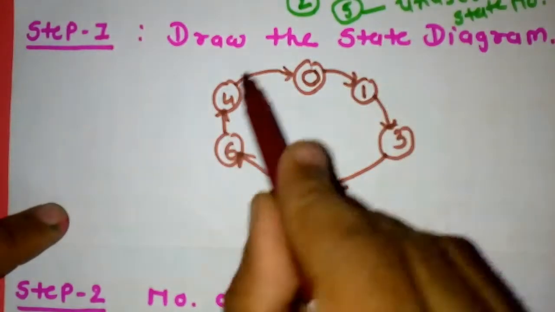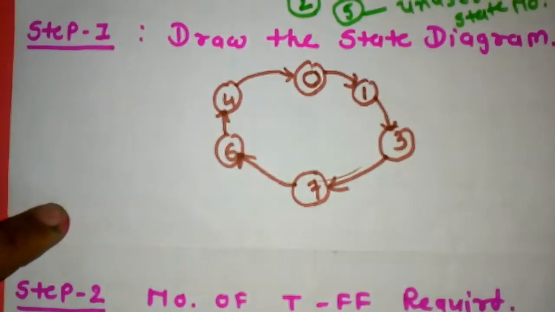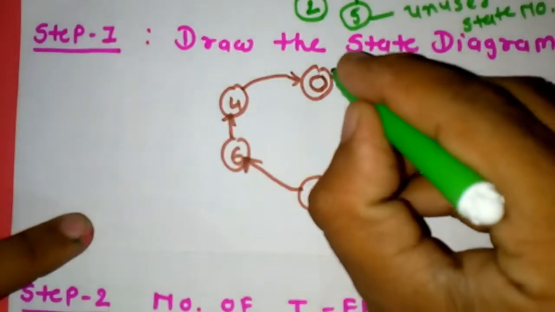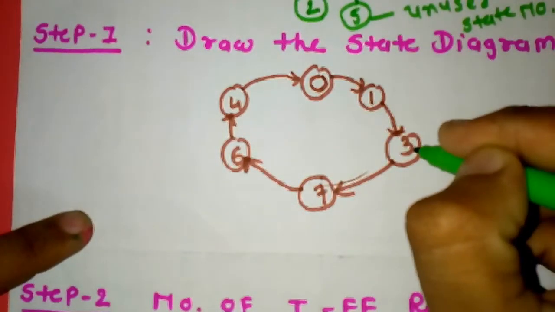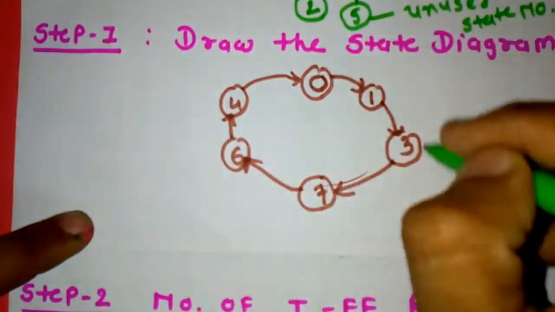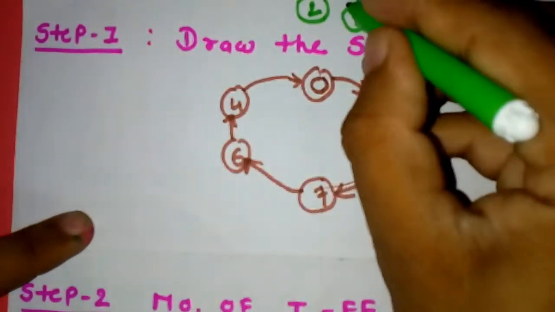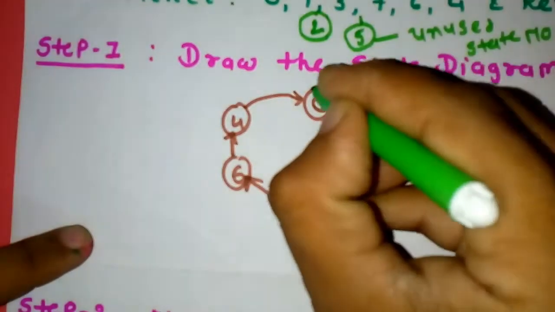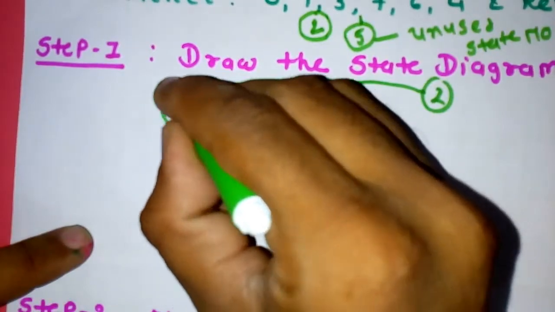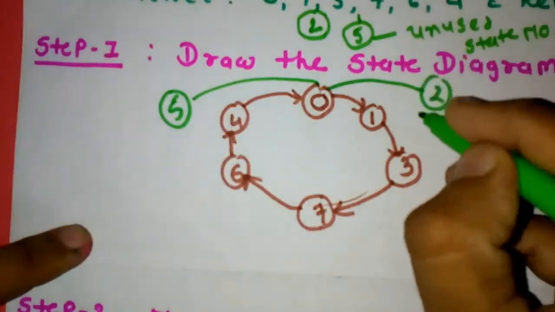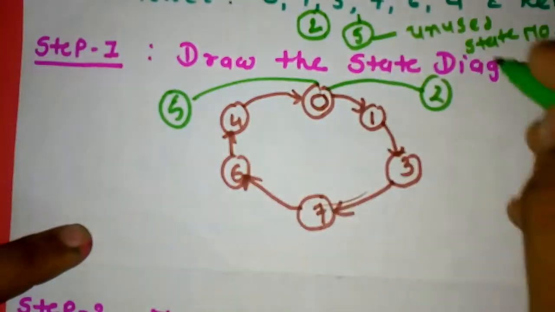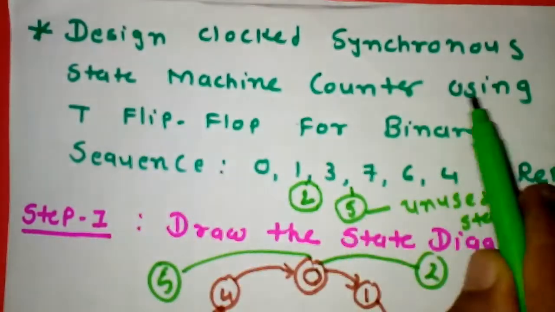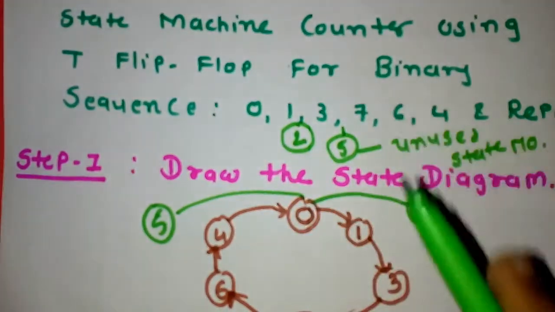Now this is called the binary sequence which is given in our example. This is called the state number: state 0, state 1, state 3, 7, 6, 4. And 2 and 5 are called the unused states. So we define 2 here and 5 here. Both are unused states, so unused states are defined outside of this counter. So this is the state diagram of the synchronous state machine counter for the given binary sequence.